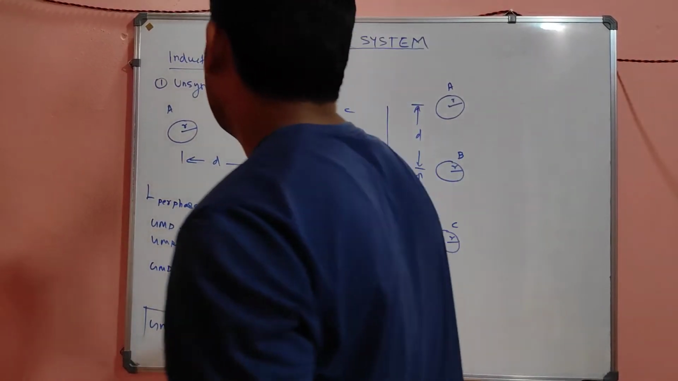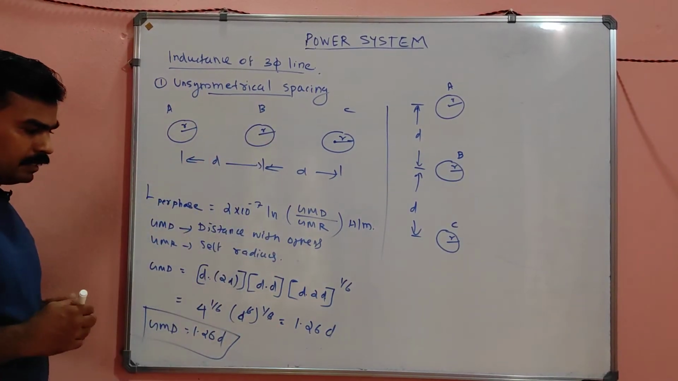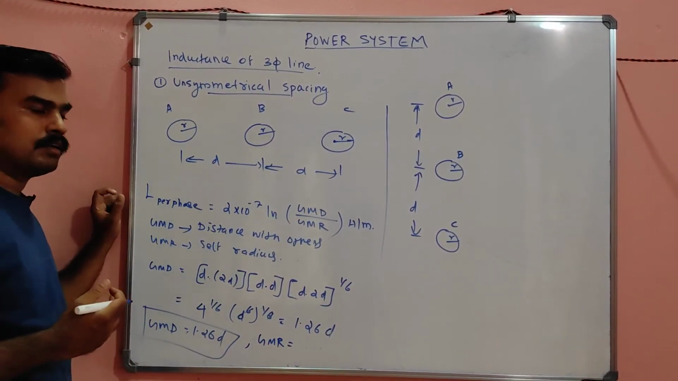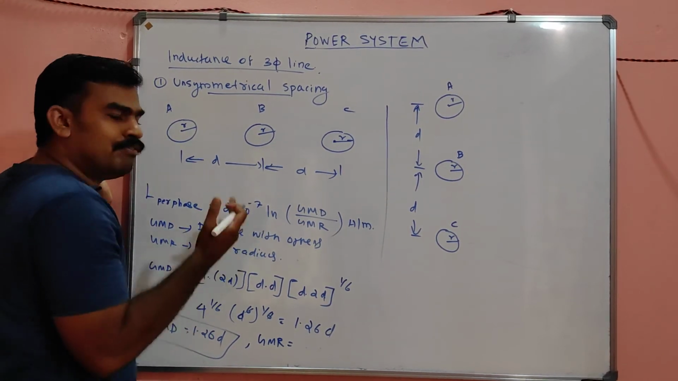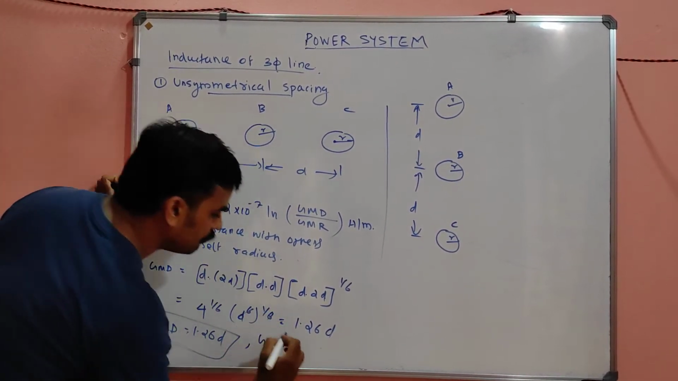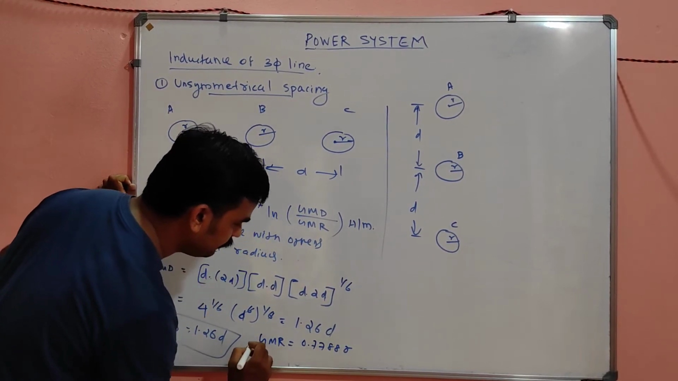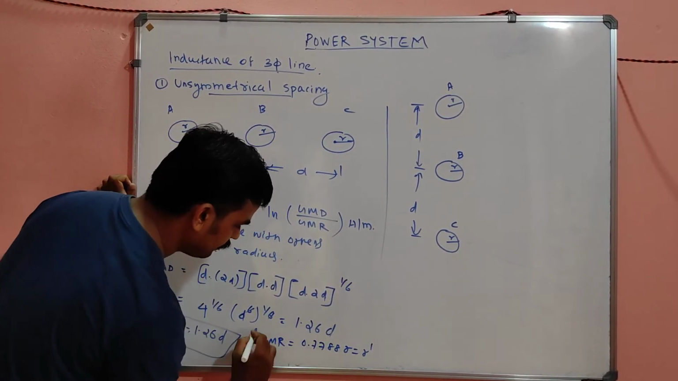And for a three-phase transmission line, my dear, what is GMR? It is self-radius. Self-radius is nothing but, my dear, 0.7788 into R. Simple. Or simply R dash.